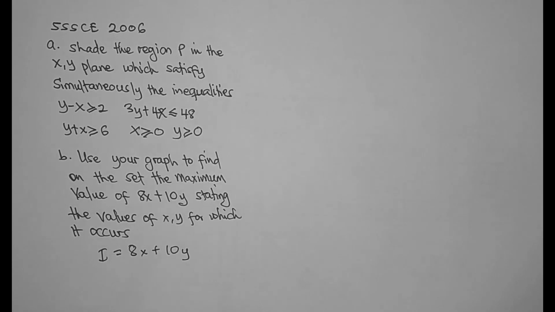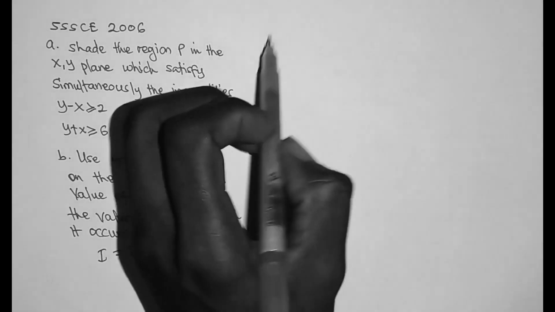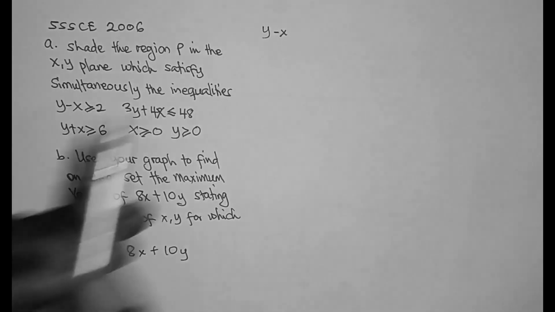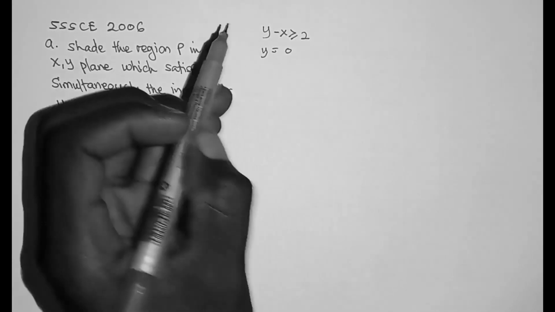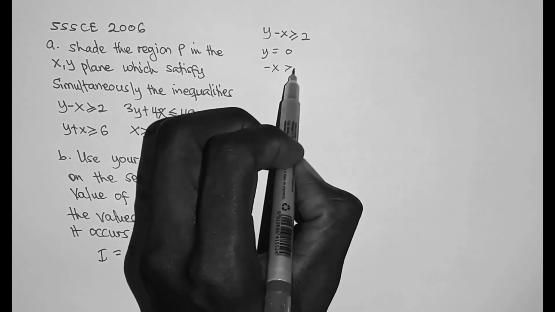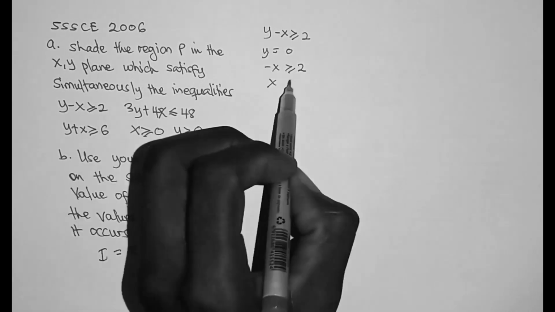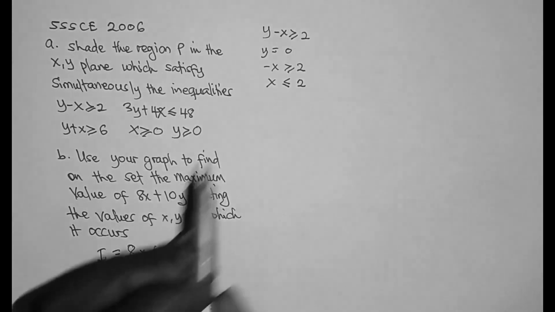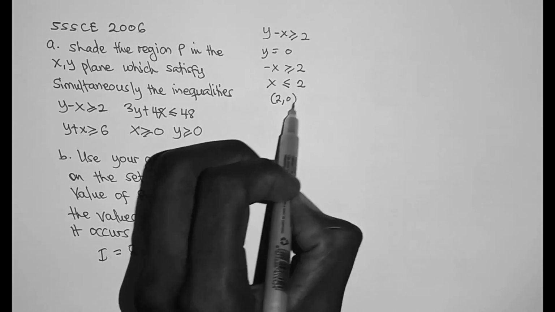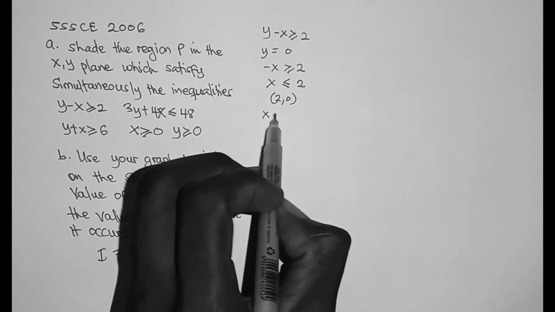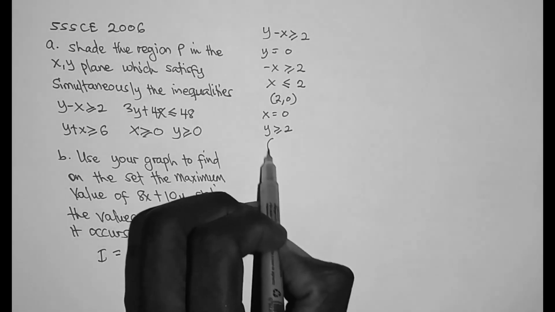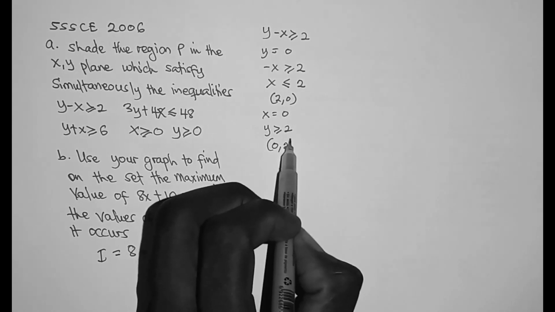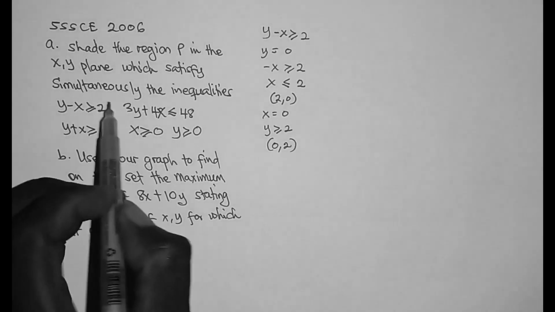So let's take the various constraints and find their x and y intercept. So we have y minus x is greater than or equal to 2. If we put y equals 0, we see that minus x is greater or equal to 2, so x is less than or equal to 2. So we have the point 0, 2. And now let's put x equals 0. We see that y is greater or equal to 2, and therefore we have the point 0, 2. So we are done for this constraint.